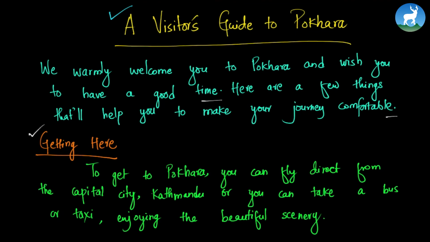Getting here, how can you get here? To get to Pokhara, you can fly directly from the capital city, Kathmandu, or you can take a bus or taxi, enjoying the beautiful scenery. Like we did in the brainstorming session, there are 3 ways of getting here. The first one is you can fly, the second one is you can take a bus, and the third one is you can take a taxi. And if you take a bus or taxi, you're surely going to enjoy all the beautiful sceneries. If you fly, you'll enjoy the flying. Let's go on studying, preparing this leaflet.